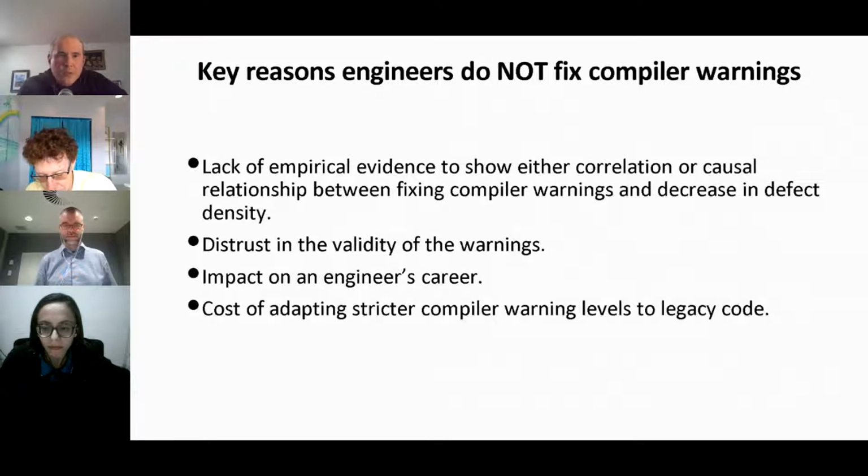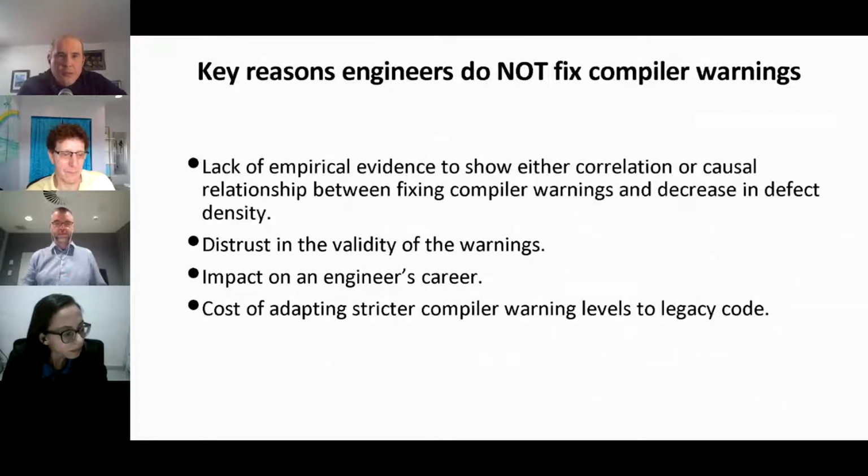First, for example, you have 10,000 compiler warnings and you ask somebody, okay, can we fix it? They say, show me the evidence, show me the data, and show me the proof. And at this stage, we don't have the data. We don't have proof showing that fixing compiler warnings conclusively causes, for example, defect density to be reduced. The second issue we see is distrust in the validity of warnings. Even a small number of false positives reduces this trust in compilers.